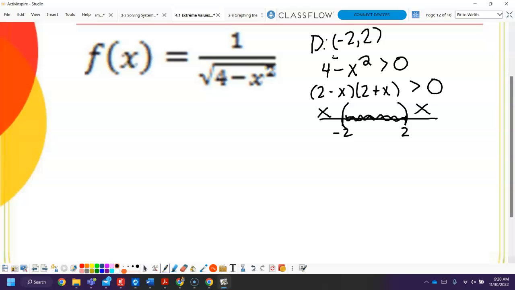Now that we know our domain, is that an open or a closed domain? It is open. So does EVT apply to this function? No. So don't justify your reasoning with EVT. Can this graph have extremas? Yes, but they're not justified by EVT. They are not guaranteed as absolutes, and you cannot check your endpoints.